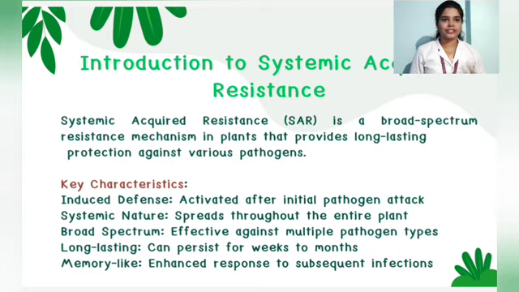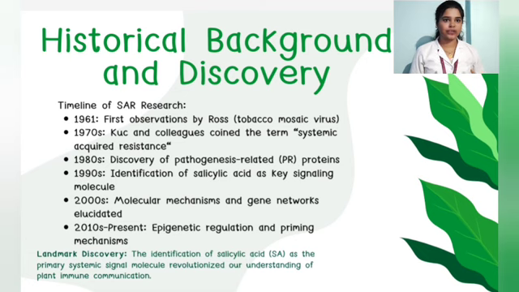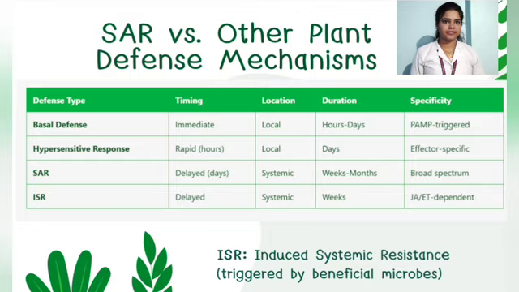Now let's see the historical background of systemic acquired resistance. The concept of systemic acquired resistance was first observed in 1961 in tobacco plants infected with the tobacco mosaic virus. Later, scientists discovered special proteins called PR proteins, and identified salicylic acid as a key signaling molecule. Today we know that systemic acquired resistance also involves gene networks, and that it is an epigenetic memory.